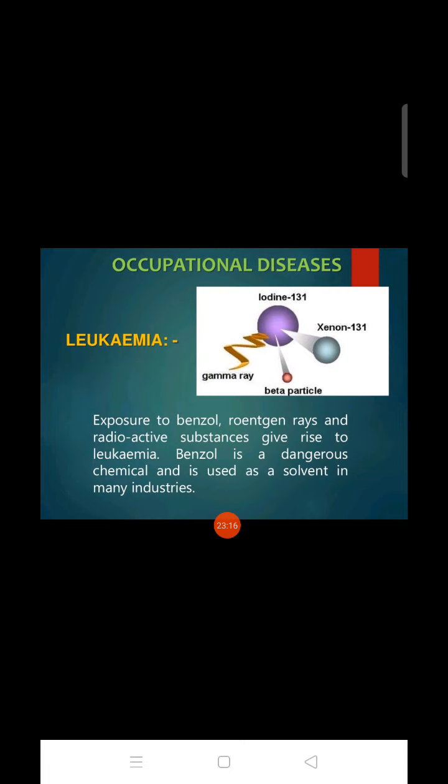Next, leukemia. Exposure to benzol, roentgen rays, and radioactive substances gives rise to leukemia. Benzol is a dangerous chemical and is used as a solvent in many industries.